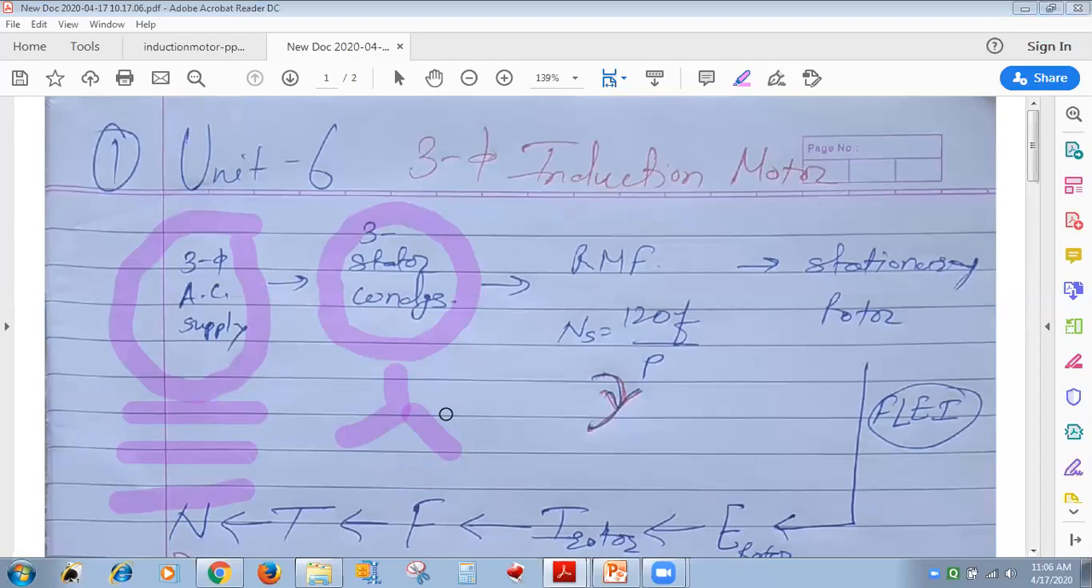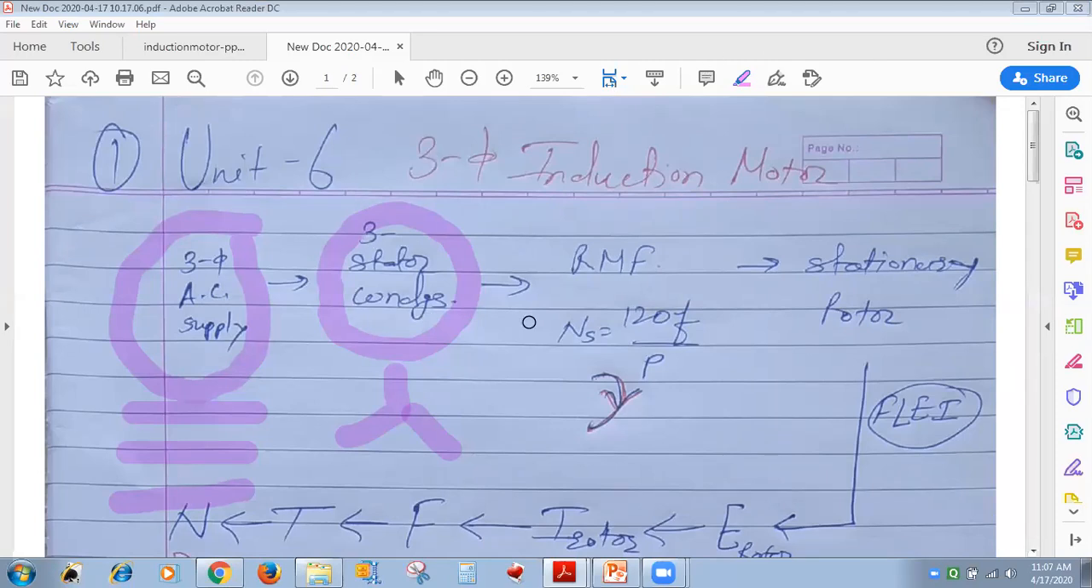Now if you are passing current through a conductor, it produces a magnetic field. If you are passing AC current, it produces a changing magnetic field. If you are passing DC current, it produces a stationary magnetic field. Now you are passing AC current through 3 windings, which are either star connected or delta connected. So what will it produce? Will it produce a magnetic field in the air gap? It produces a magnetic field in the air gap.